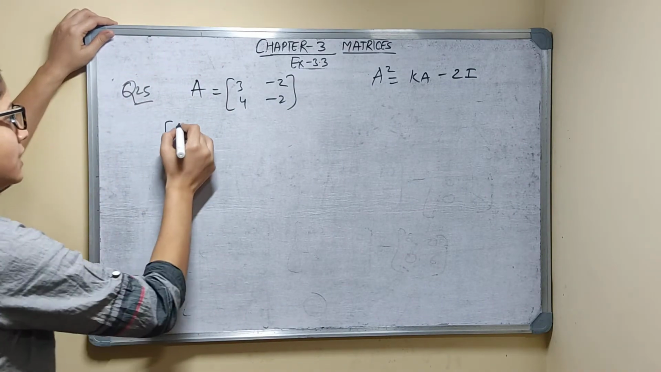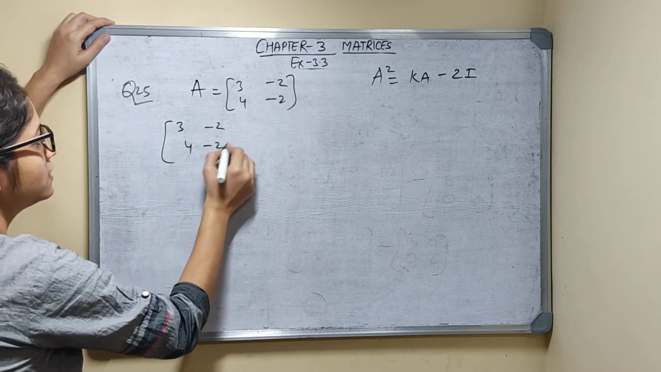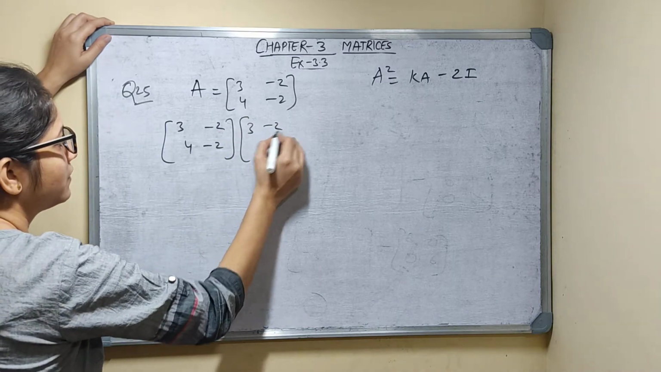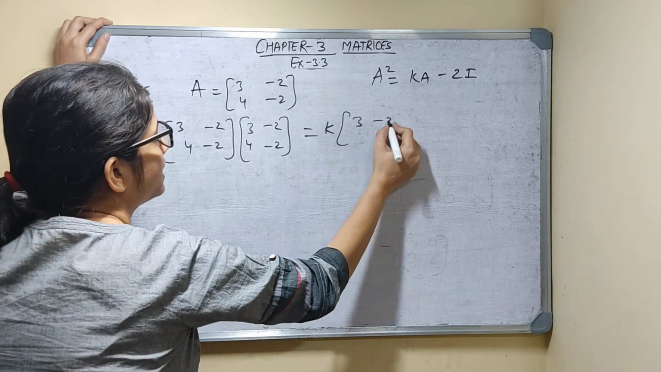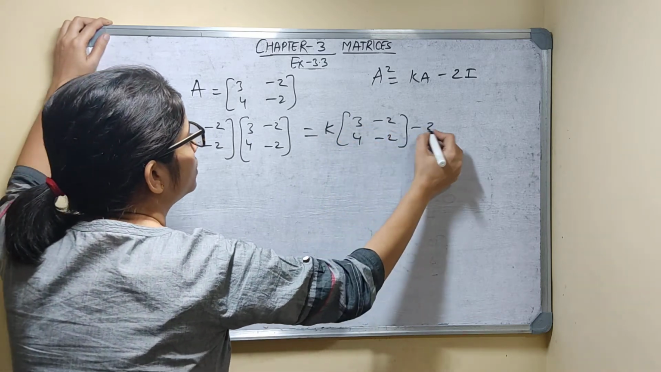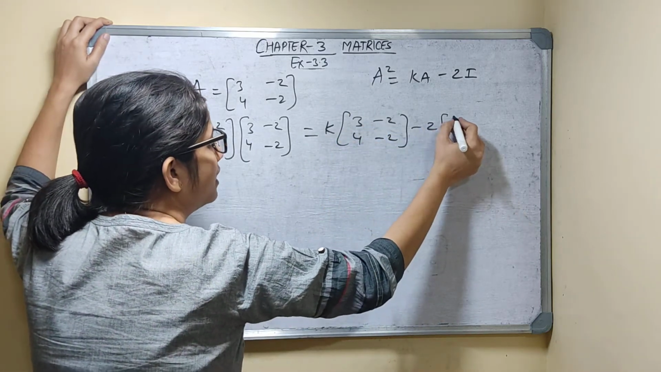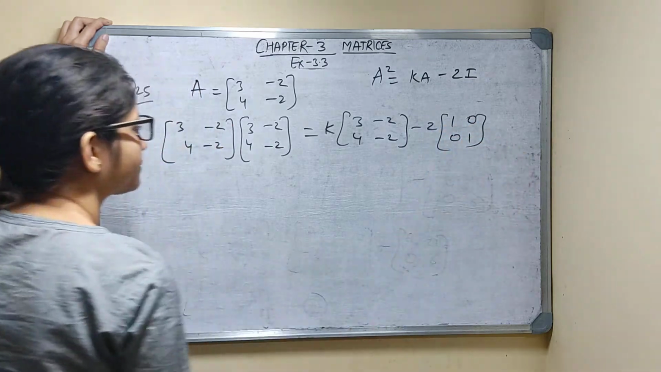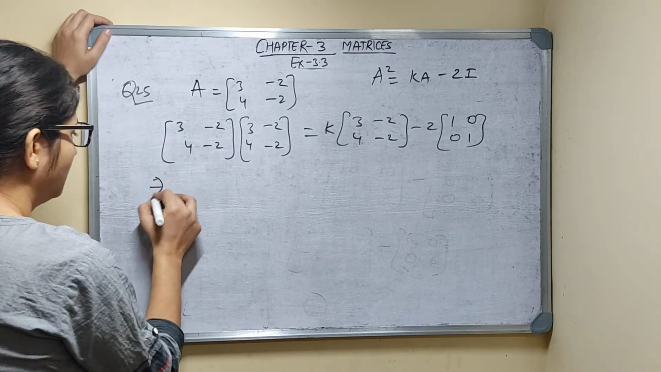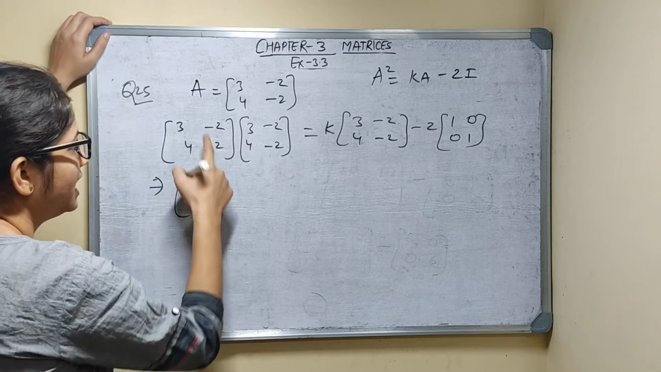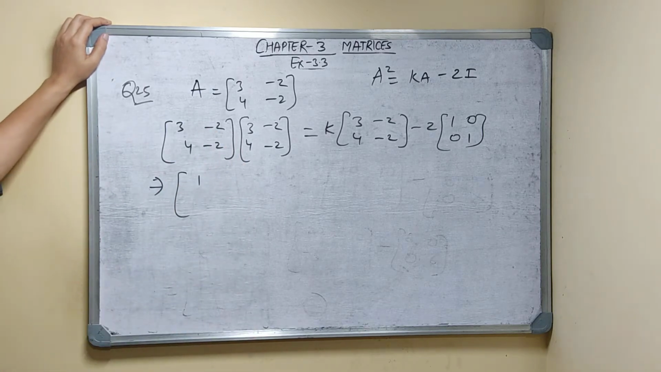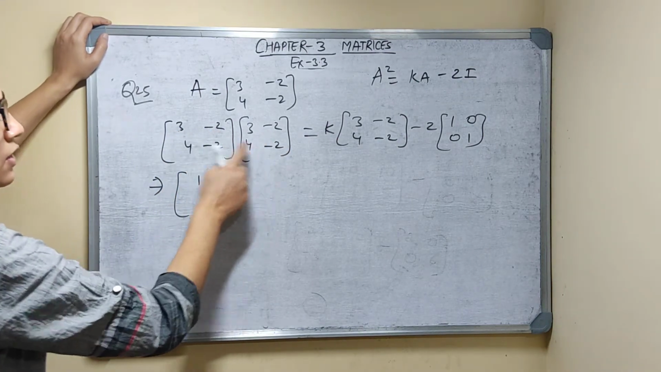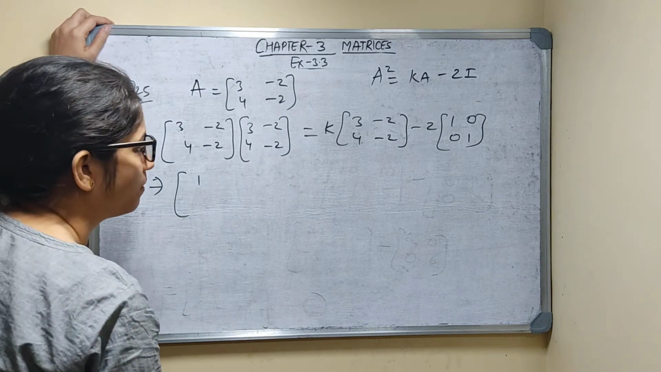A square is 3 minus 2, 4 minus 2 into 3 minus 2, 4 minus 2. A square is equal to K times A, which is 3 minus 2, 4 minus 2, minus 2 into I, the identity matrix 1, 0, 0, 1. Multiply: 3 3s are 9 minus 8, so 1. 3 into minus 2 is minus 6, plus minus 2 into minus 2, plus 4.